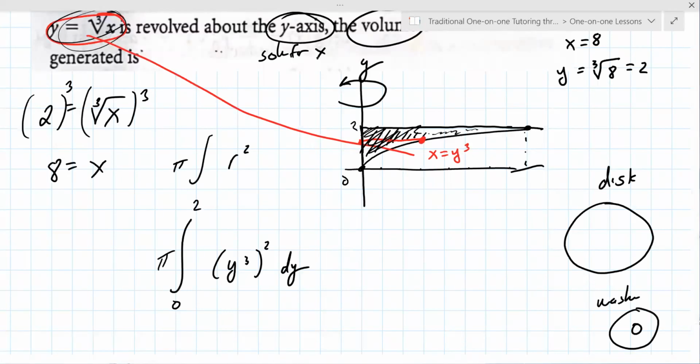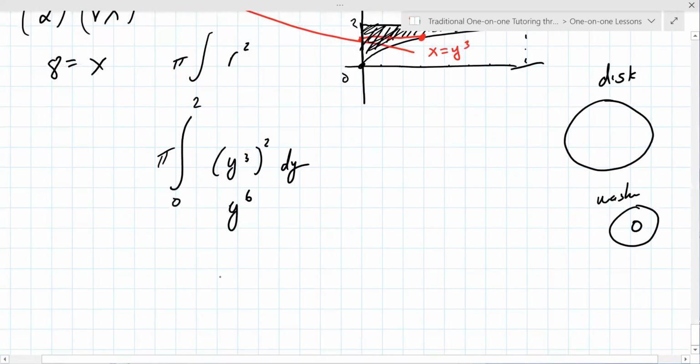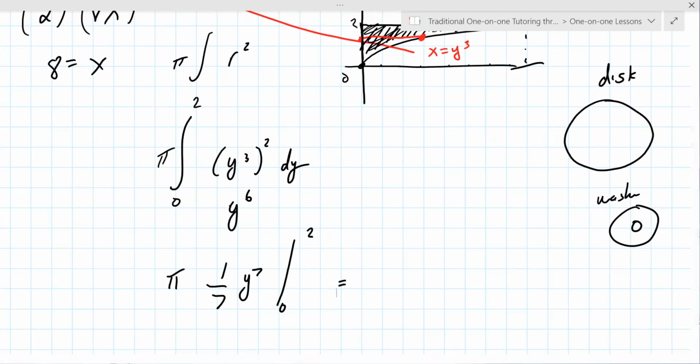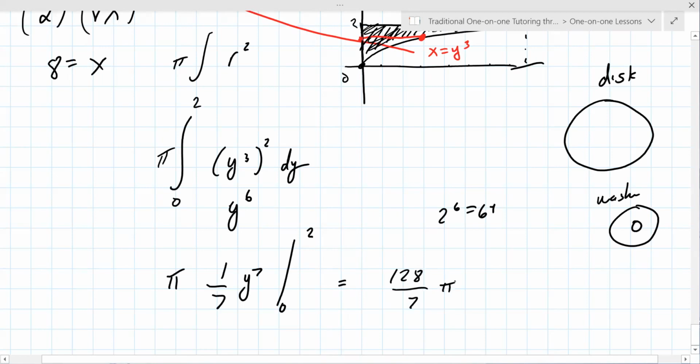Yes. So then you do the antiderivative of that. I would square it so you get y to the 6th, and then the antiderivative is 1/7 y to the 7th, from 0 to 2, times pi. So 2 to the 6th is 64, so 2 to the 7th is 128, over 7.